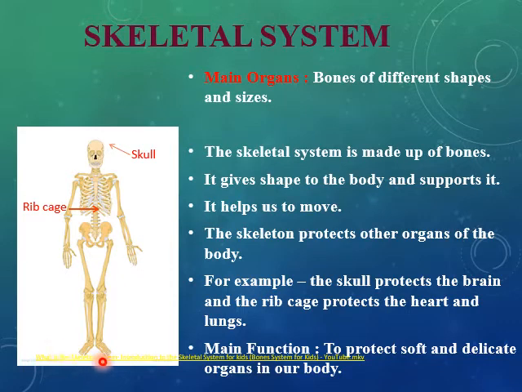Understood all of you? So let's repeat once again. The main organs that form our skeletal system are bones of different shapes and sizes. The skeletal system is made up of bones. It gives shape to the body and supports it. It helps us to move. The skeleton protects other organs of the body. For example, the skull protects the brain and the rib cage protects the heart and lungs. And the main function of the skeletal system is to protect soft and delicate organs in our body.